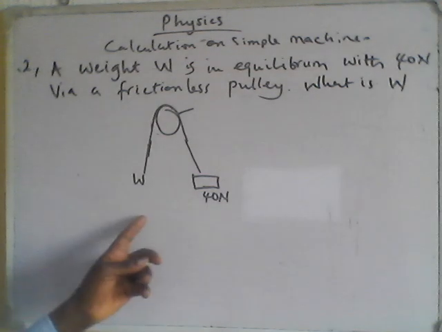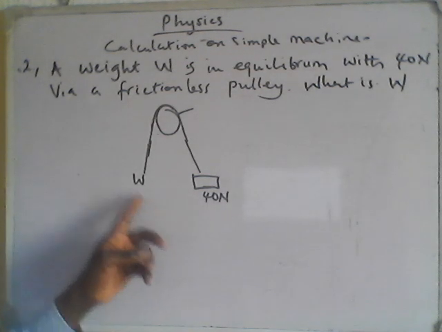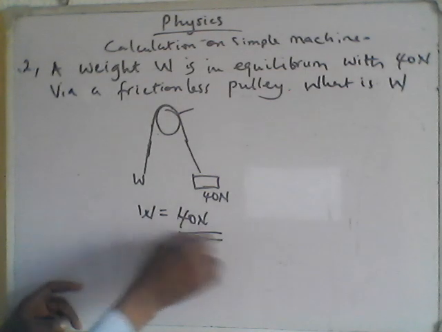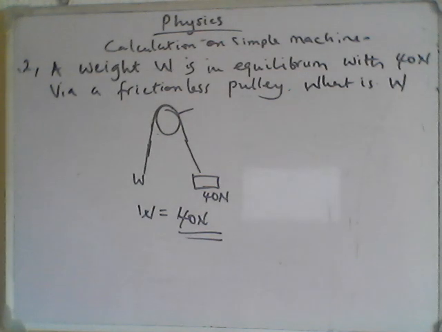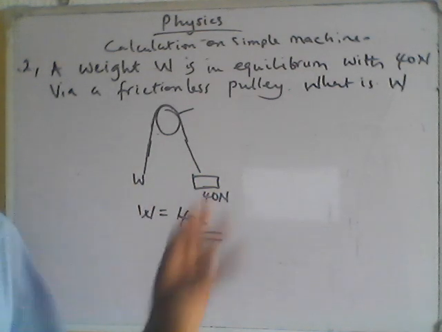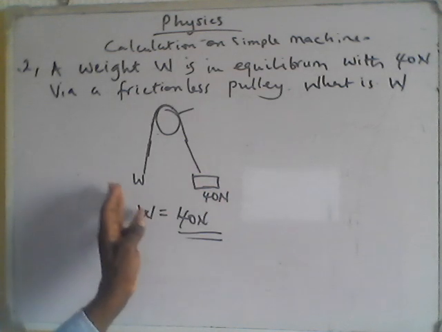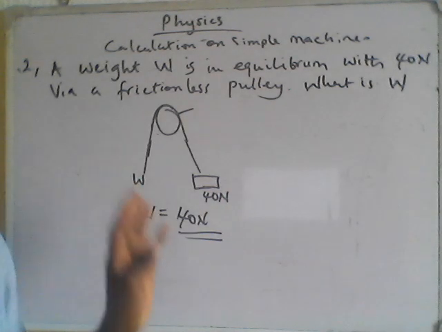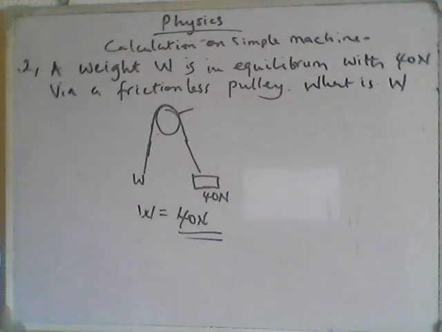So this is a very classic case of saying that W is equal to 40 Newton. Very simple. In a simple frictionless ideal pulley system, this 40 Newton weight is balancing another weight, that's W, unknown, and the pulley has no friction. You understand? Then for equilibrium, this and this are equal. So that's the answer. Quite tricky, but straightforward.